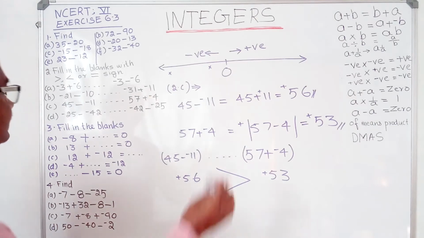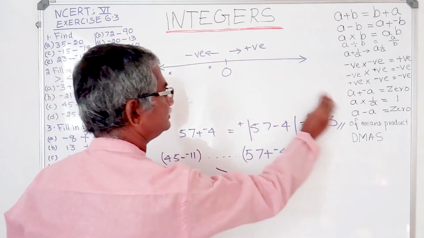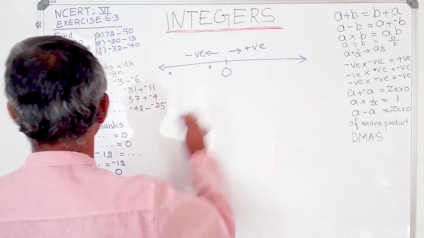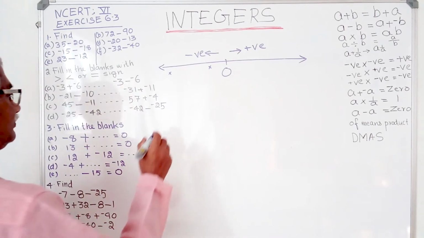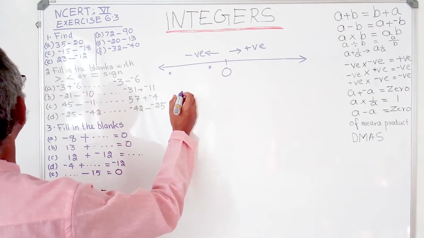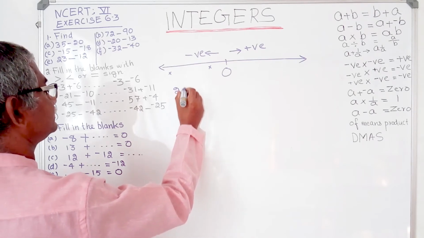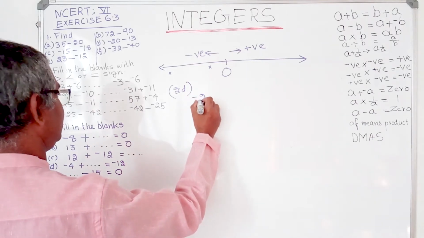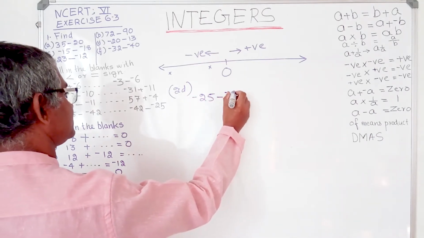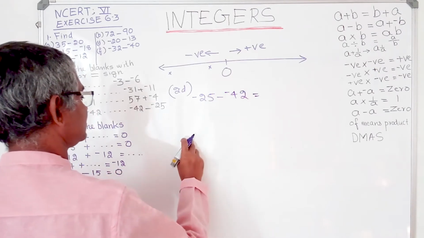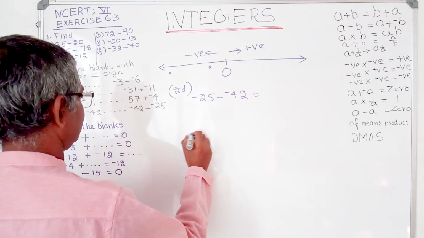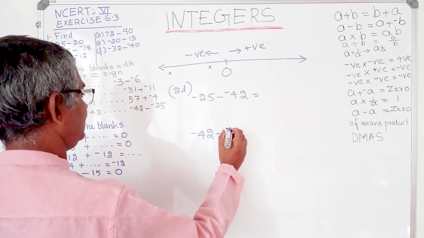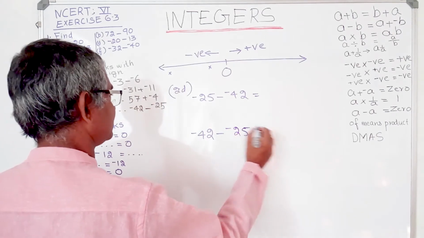So the fourth one, a negative number subtracting from a negative number. 2d: negative 25 minus negative 42. Need to find the answer. Next one, negative 42 minus negative 25. Need to find the answer.